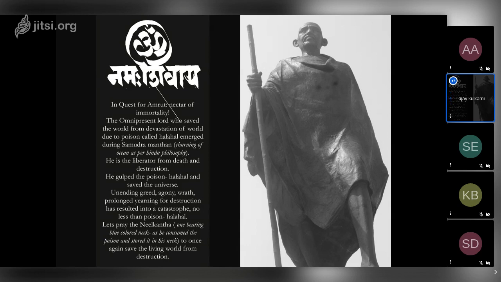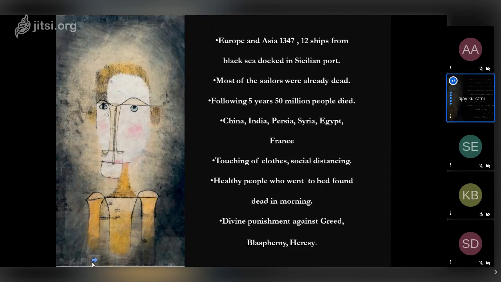to the Lord who gulped that halahala poison. So in this situation, if it's a health issue, all that poison, he would gulp it and store it in his neck and save the world. I think these two slides are quite similar. This was in 1347, 700 years back, and this is 700 years after.